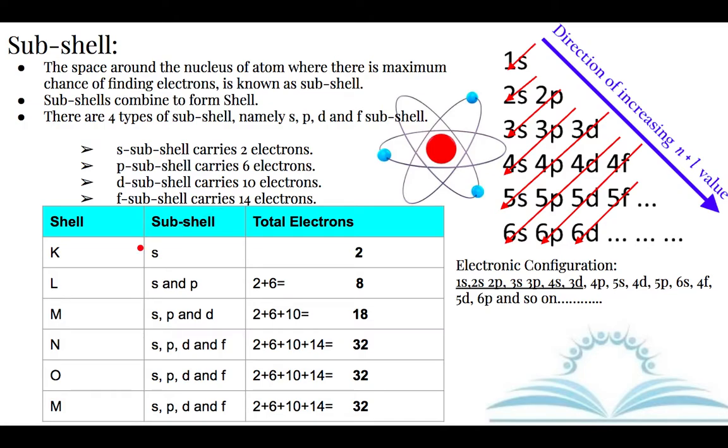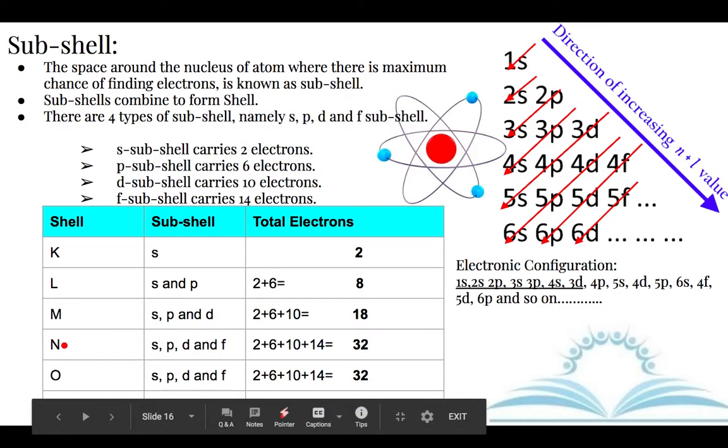As I told you, the orbit is made up of subshells or orbitals. The K shell or first orbit is made up of only the s orbital, whereas L, the second orbit, is made up of s and p orbitals. Similarly, the M shell or M orbit is made up of s, p, and d, and from the N orbit onwards, all are made up of s, p, d, and f orbitals.